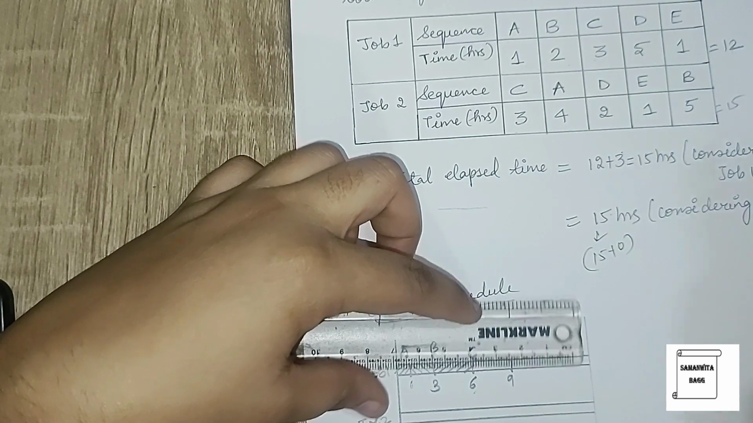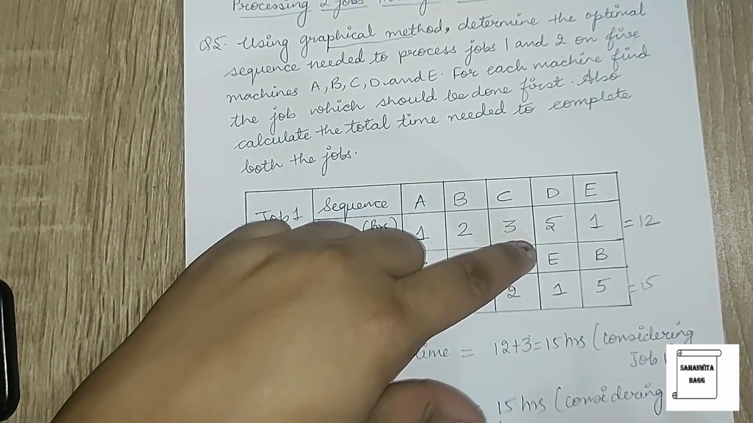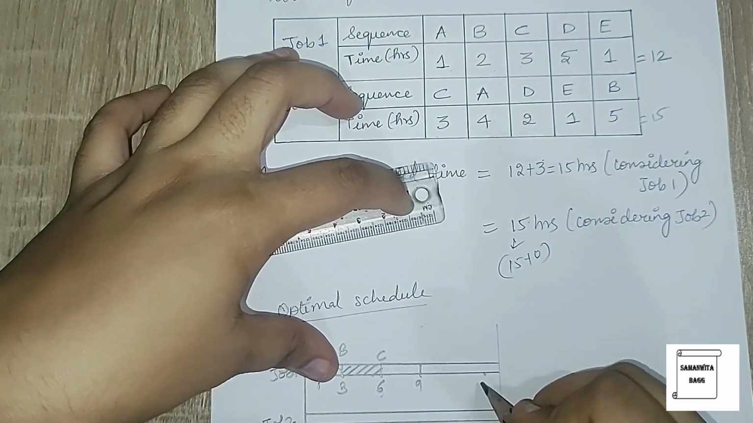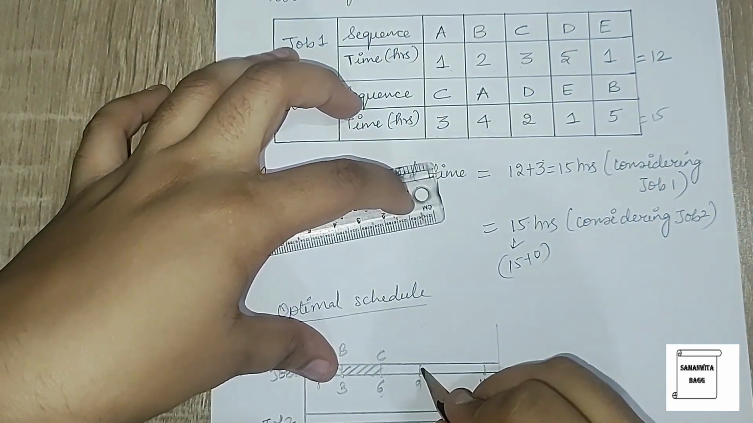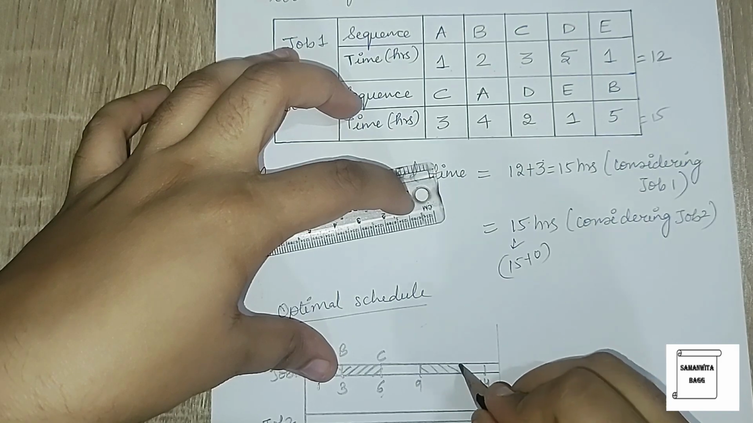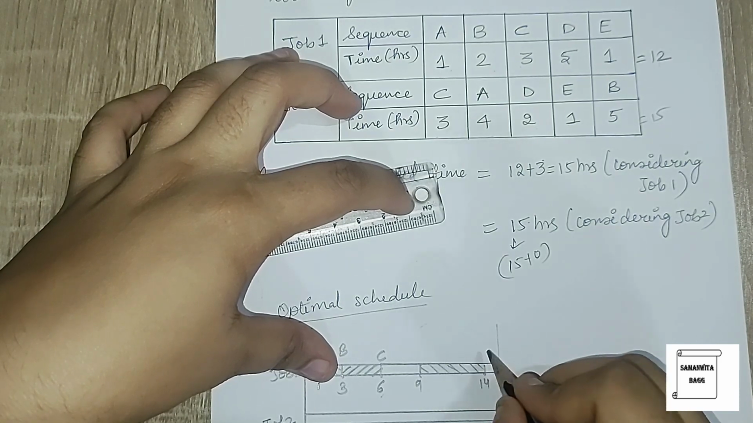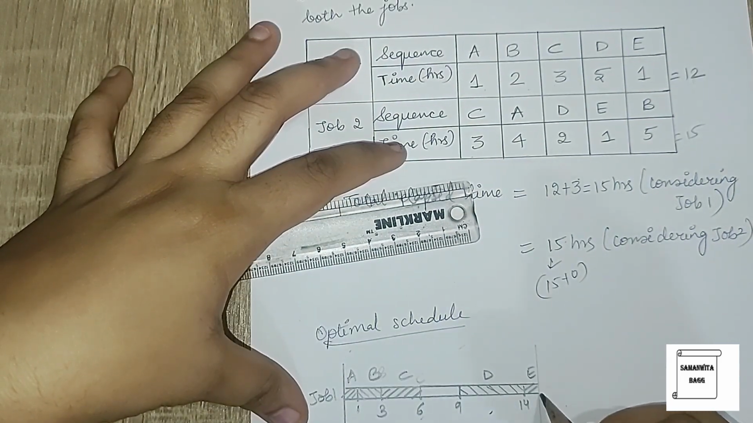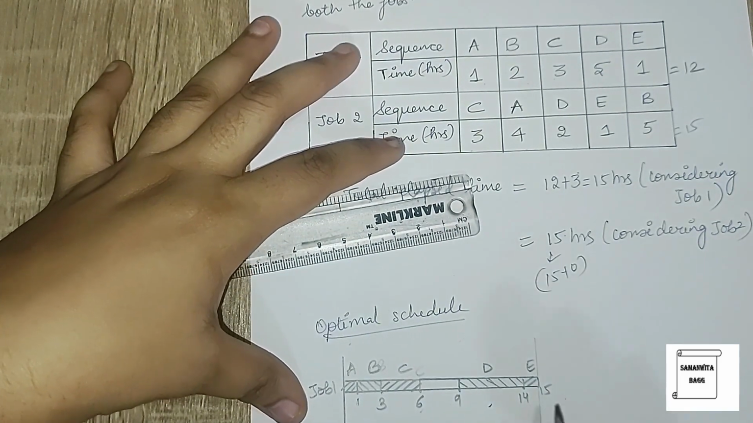So D is going to continue for 5 hours if you look here. So now you will have to mark 5. So that makes it to 14. This entire portion is D. And finally last one is E. So this is time 15.